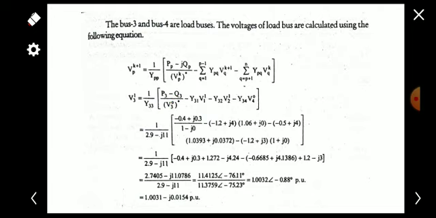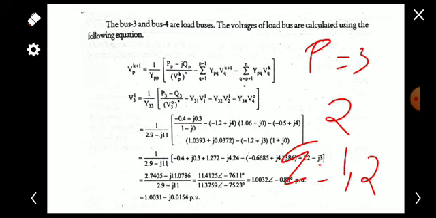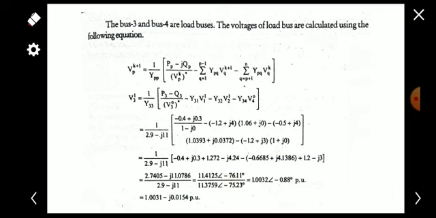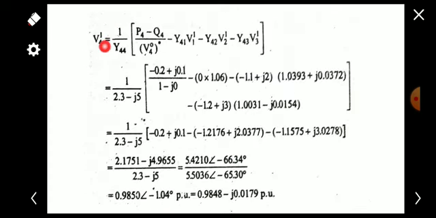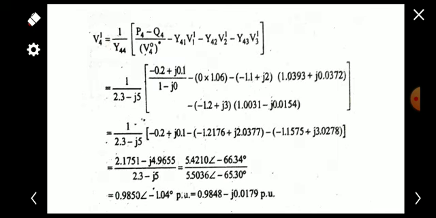Here Q goes from 1 to P minus 1, where P is 3, so P minus 1 means 2. For the values of Q equal to 1 and 2 we have to use this term, and for further values of Q we have to use this term. All other values are substituted here, the same procedure as before, and at last we will find V31 like this. In the same way we can find V41 using this equation, and we will get the values of V41 like this.